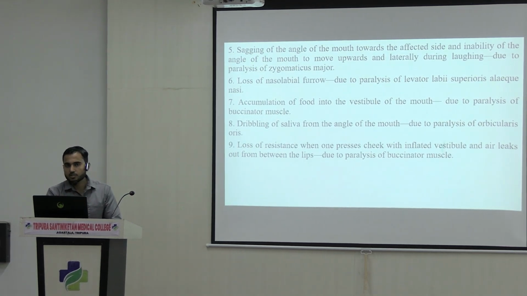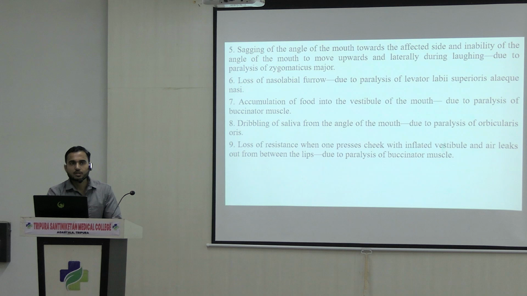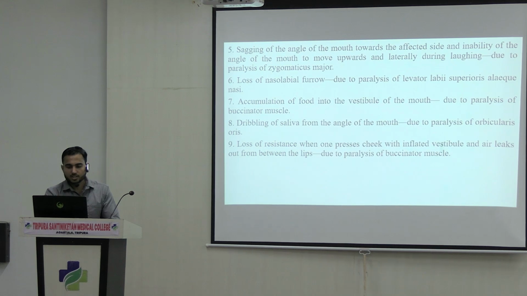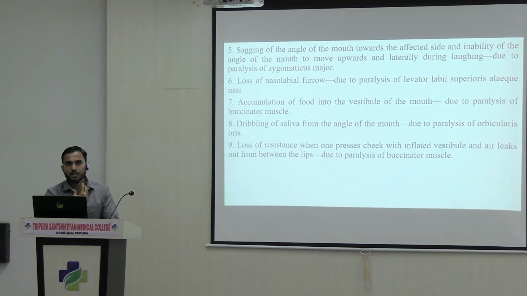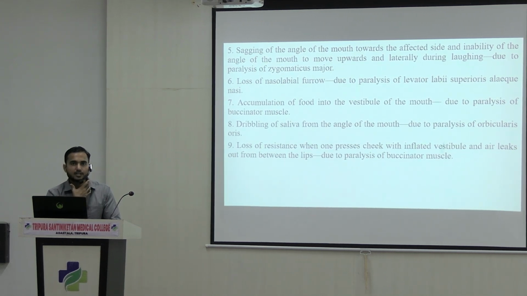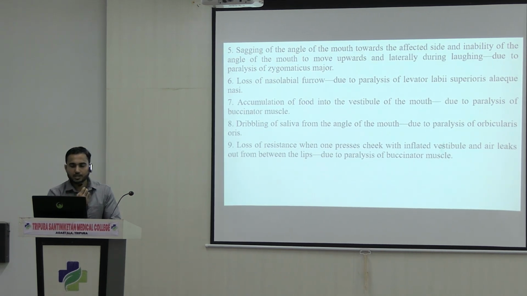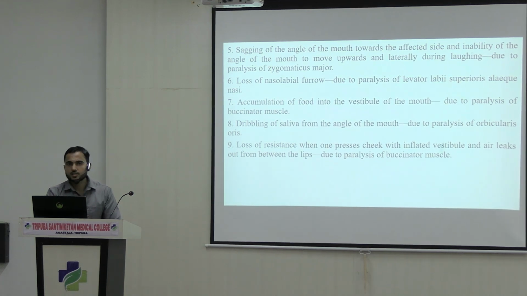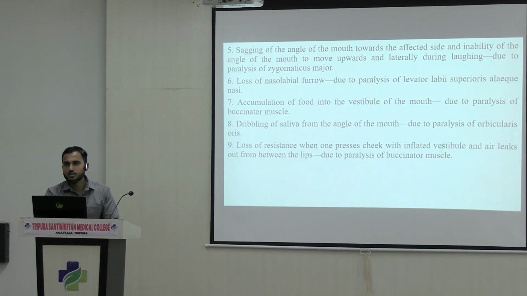Okay. Next, accumulation of the food inside the vestibule of the mouth due to the paralysis of the buccinator muscle. Okay. Next, dribbling of the saliva from the angle of the mouth because of the paralysis of orbicularis oris. Okay. Next, there will be loss of resistance when one presses the cheek with inflated. So, if you inflate the cheek and if you press, okay, so there will be leakage of the air coming out. Why? Because of the paralysis of the buccinator muscle. So these are some important features which can be noticed when a person is suffering from Bell's palsy.